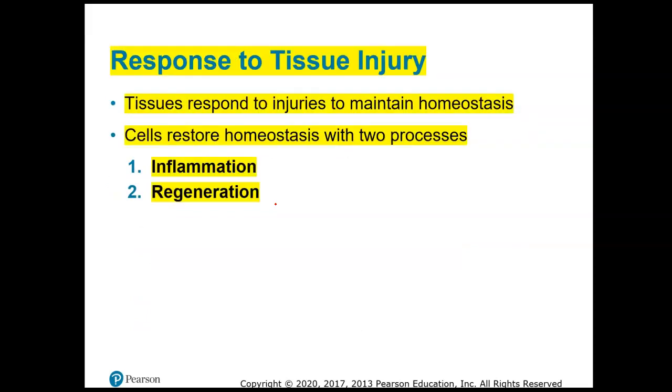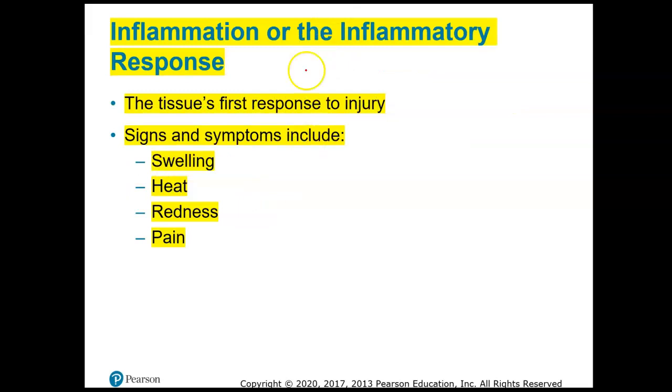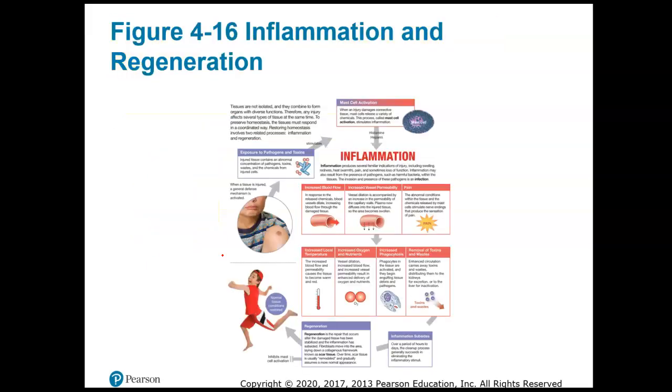All right, this section is on the response to tissue injury. Tissues respond to injuries to maintain homeostasis. There are two processes that can restore homeostasis or balance within the tissue, and that is inflammation and regeneration. The cardinal signs of inflammation are swelling, heat, redness, and pain. Make sure you know that. Swelling, heat, redness, and pain. And that's the tissue's first response to injury, inflammation.